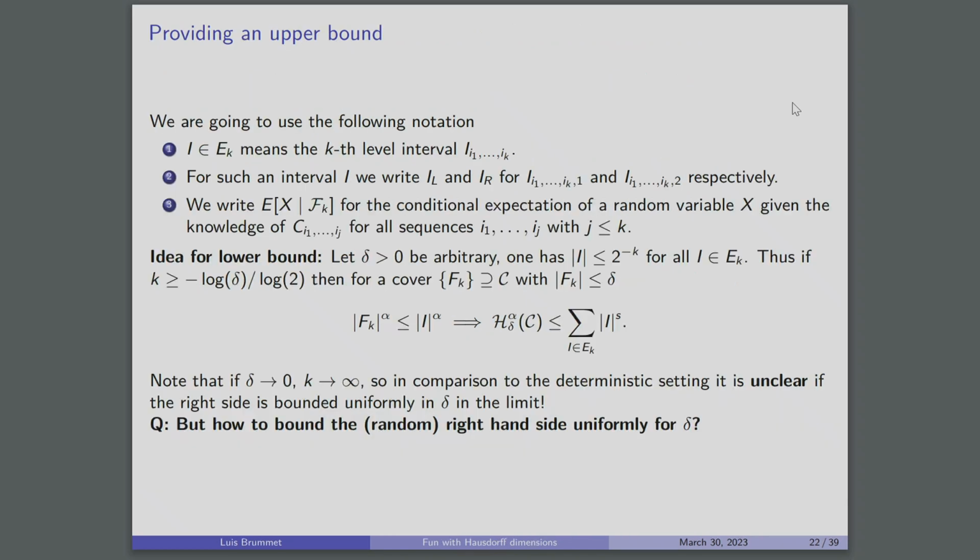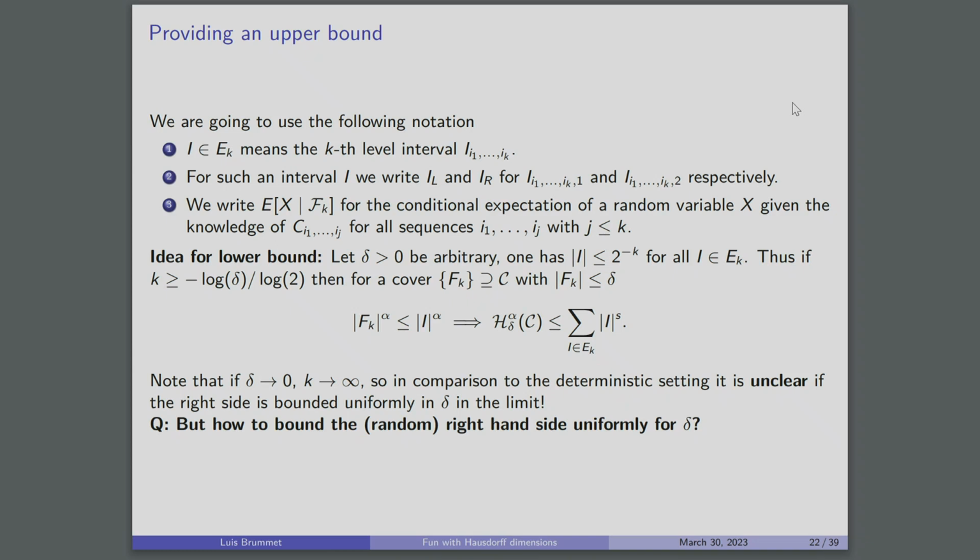So how can we actually do this? Just to introduce some notation, usually the interval on the kth level was denoted as I with subindex I1, I2, ..., Ik. But here I'm going to shorten the notation and just say, the interval on the kth level, I'm just going to call it big I. Write I_L and I_R for the left and the right kid.